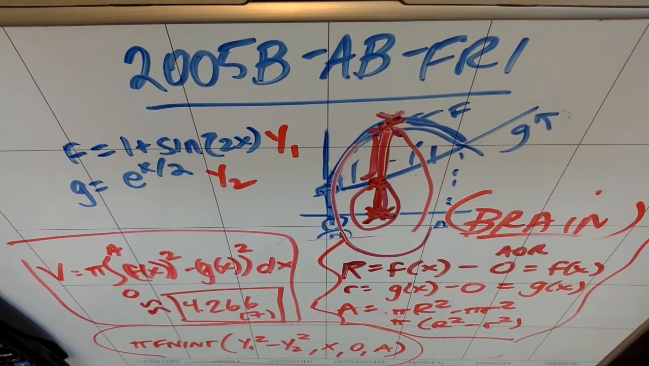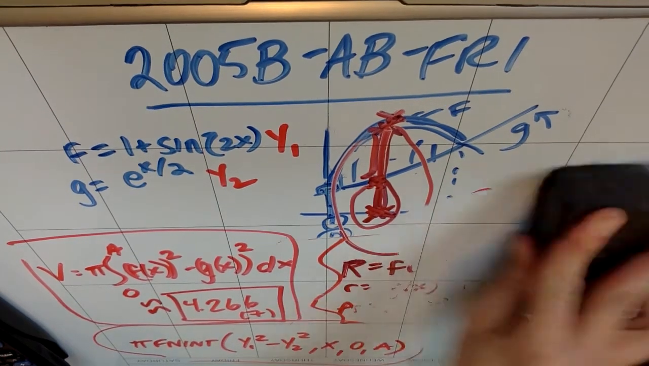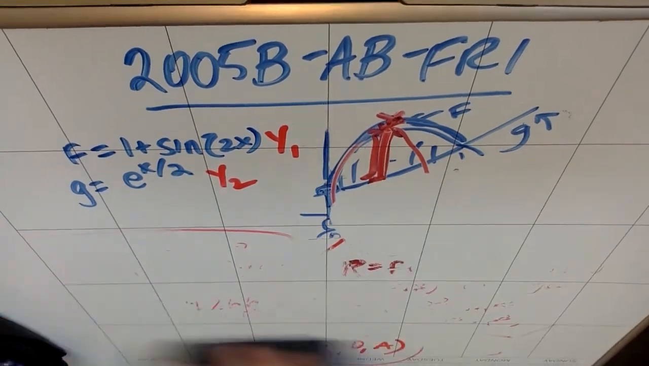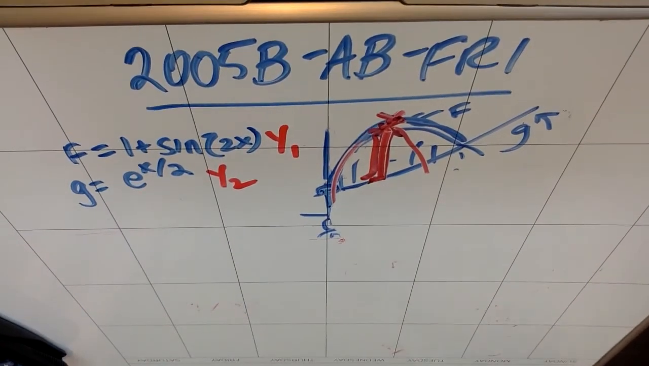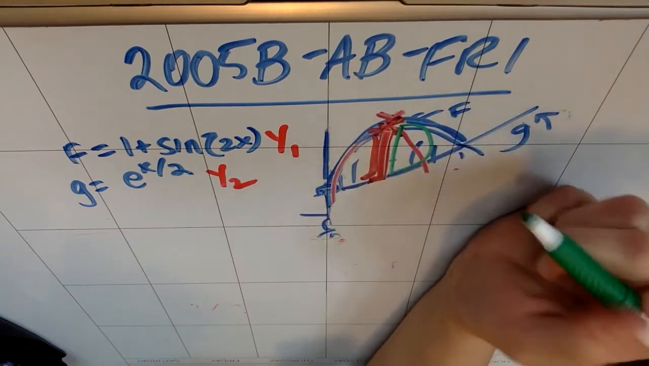Part C. The region R is the base of a solid. For this solid, cross-sections perpendicular to the x-axis are semicircles with diameters extending from f to g. Find the volume of the solid. Cool. So what they're saying, and I'll see if I can give you a different color to draw this, is there's little semicircles sticking off this.